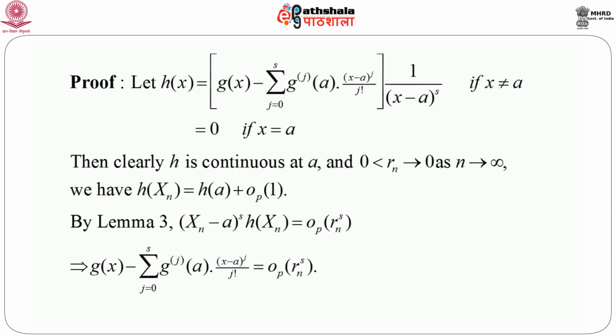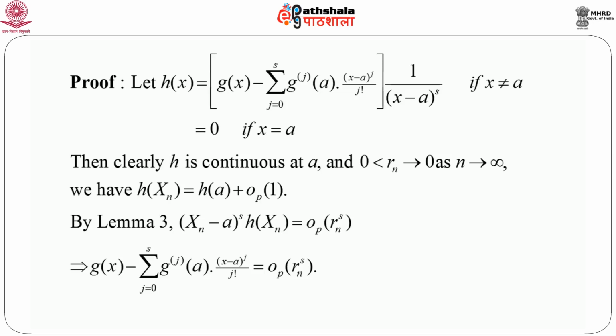To prove this result, first consider a particular function which we call h(x), which is nothing but g(x) minus summation j equals 0 to s g^(j)(a) into (x minus a) to the power j by j factorial, into 1 by (x minus a) to the power s, if x not equal to a, and this is equal to 0, that means h(x) takes the value 0 if x equals a.